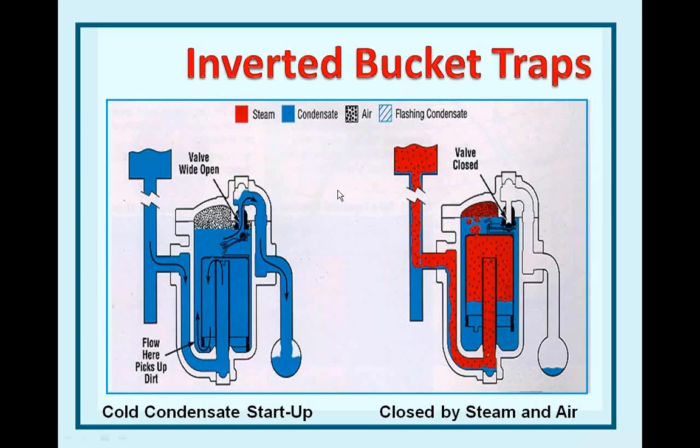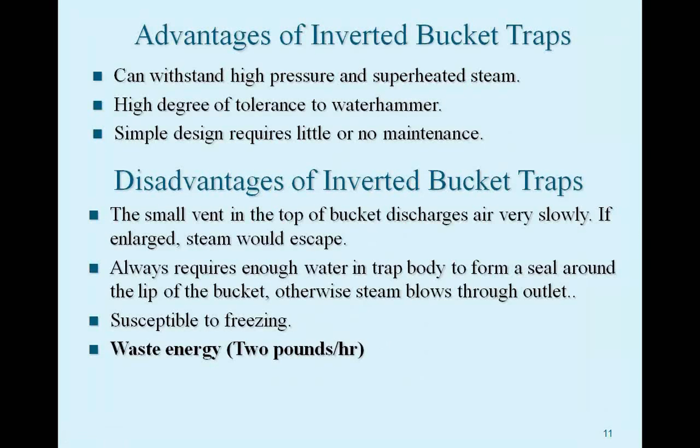Here's an inverted one doing the same thing, except the flow comes in from the side. Again, condensate up through there and out through the orifice. And then when steam comes in, it comes up through the middle and floats the bucket, lifts it up within the condensate, and closes off the valve to stop the flow. Very simple, very prevalent traps that you see in the marketplace.